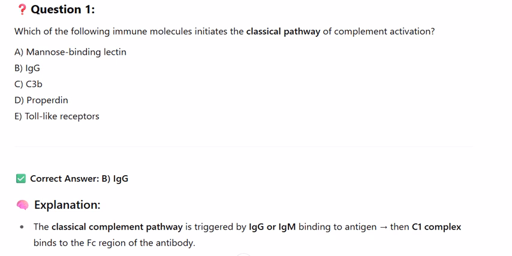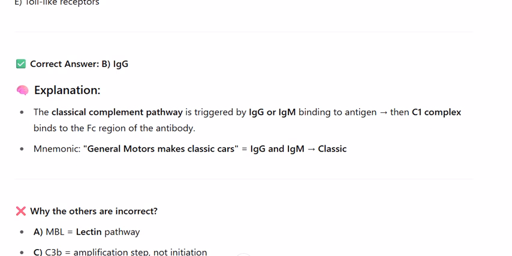Explanation. The classical complement pathway is triggered by IgG or IgM binding to antigen. Then the C1 complex binds to the Fc region of the antibody. Mnemonic: General Motors makes classic cars. GM equals IgG and IgM, classic.